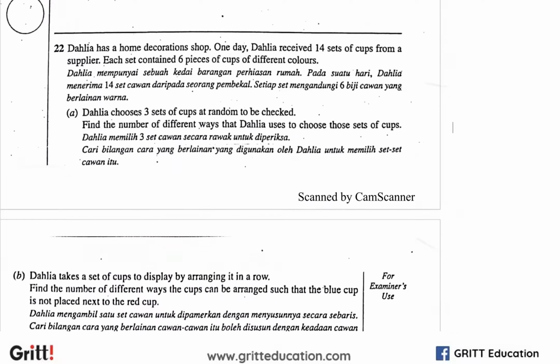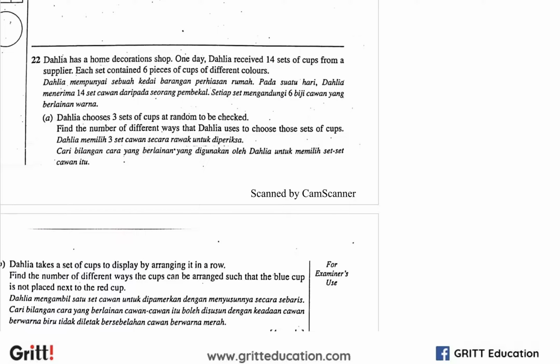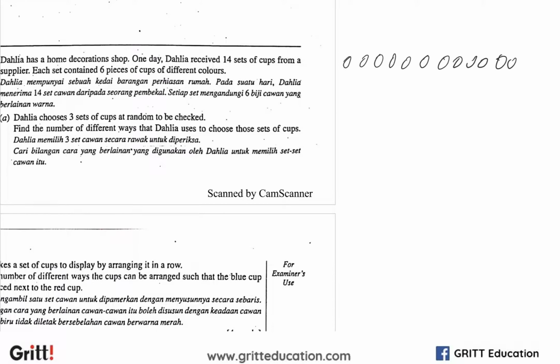Alright, so the best way to answer this is to actually draw out how the situation looks. So basically, there are 14 sets. So there's 1, 2, 3, 4, 5, 6, 7, 8, 9, 10, and then 11, 12, 13, 14. So in these sets, each of them contains 6 cups. So you think of it as 14 boxes, and each box has 6 cups. Think of it that way.